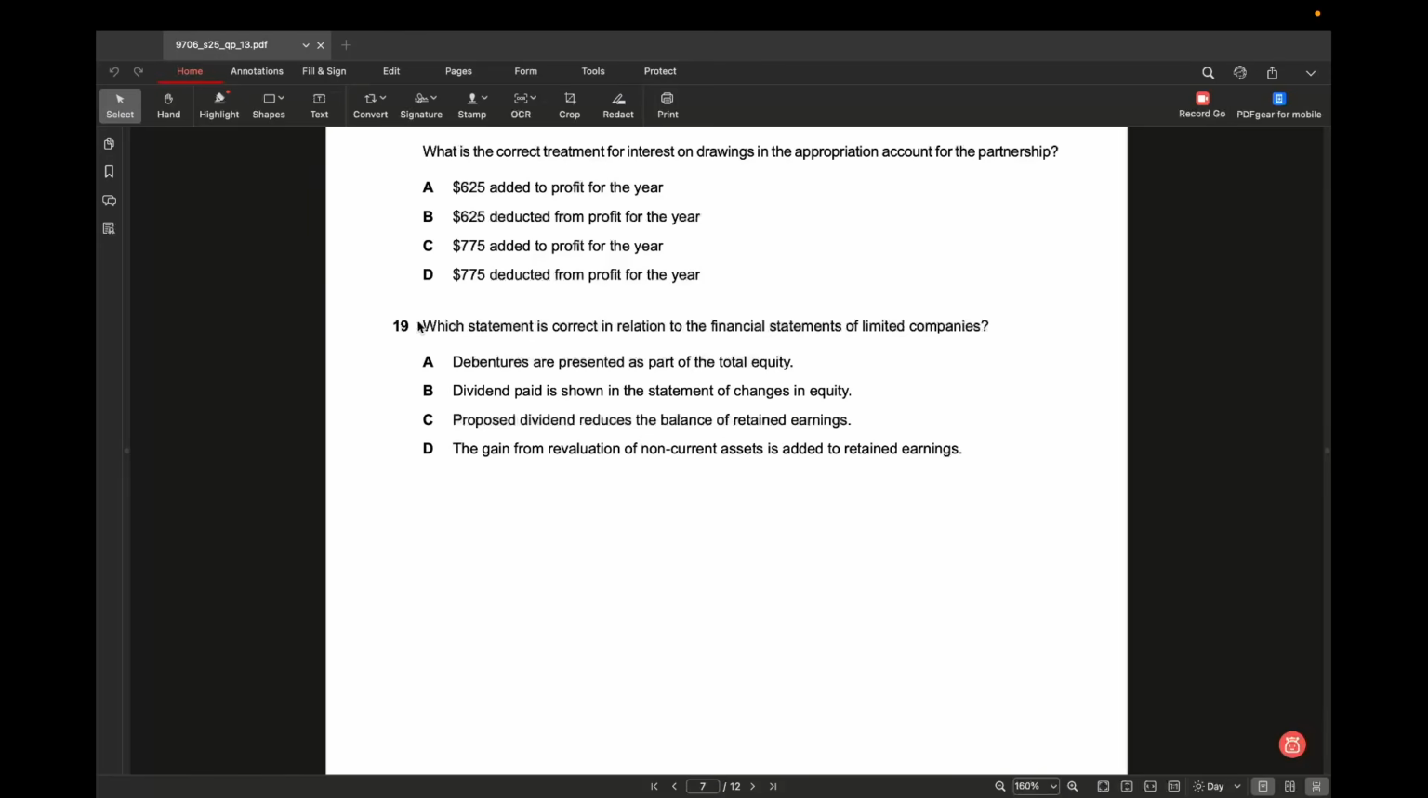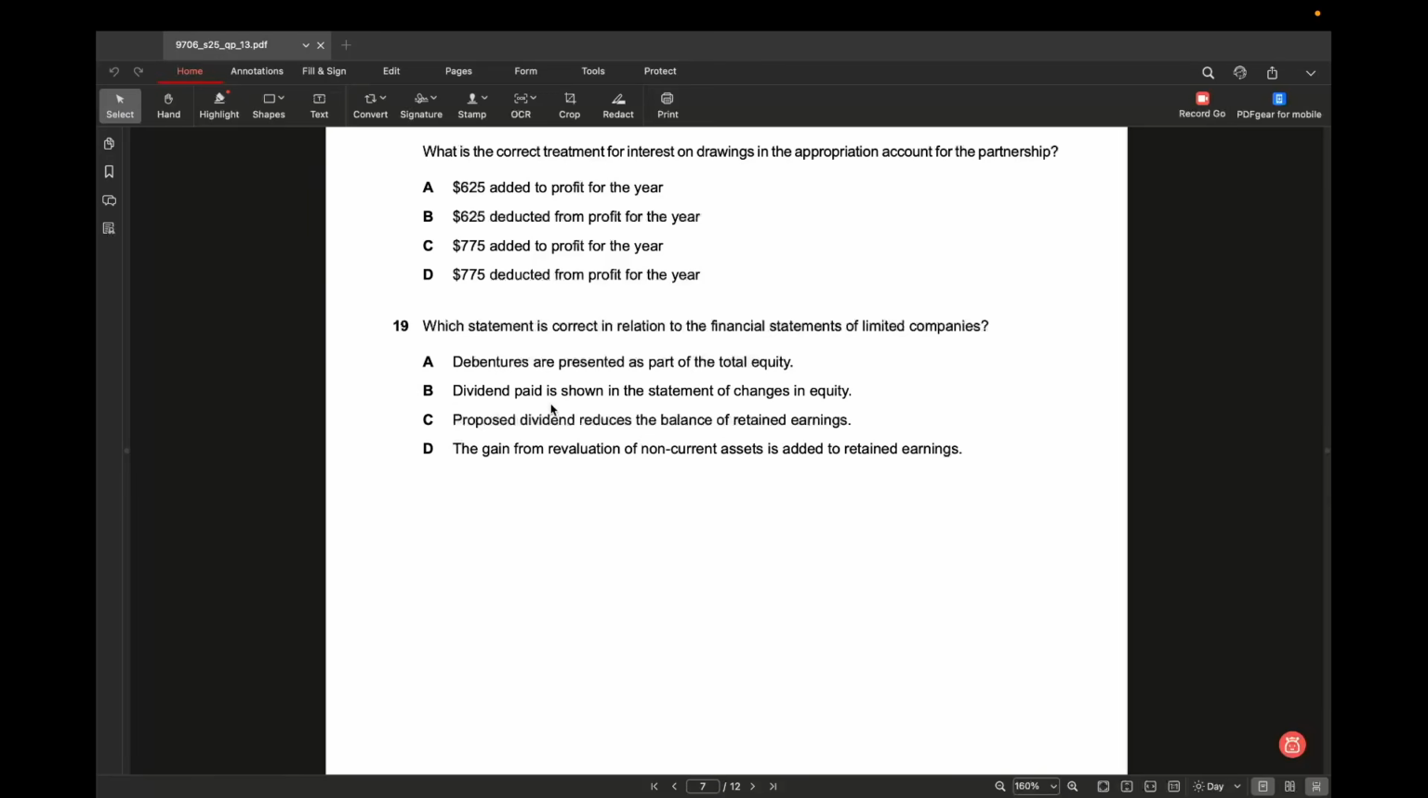19. Which statement is correct in relation to the financial statement of a limited company? Option A, debentures are presented as a part of total equity. Debenture is a liability, a non-current liability, so it cannot be treated as equity.